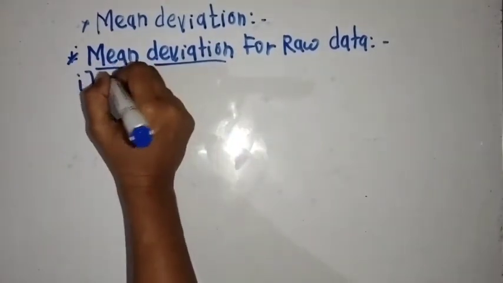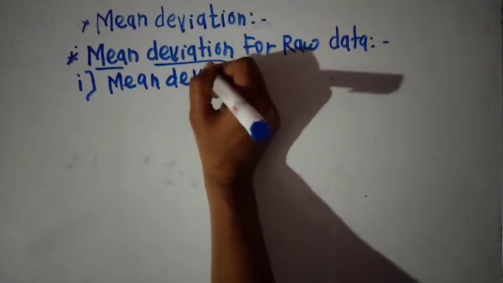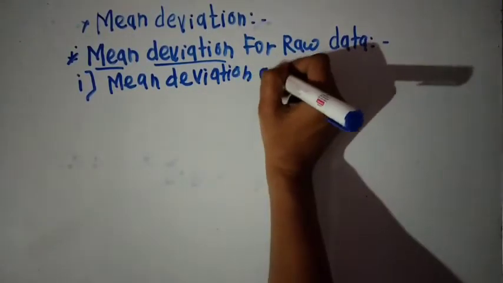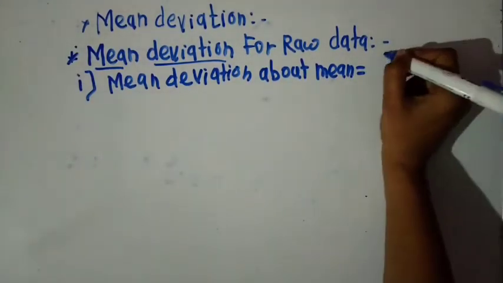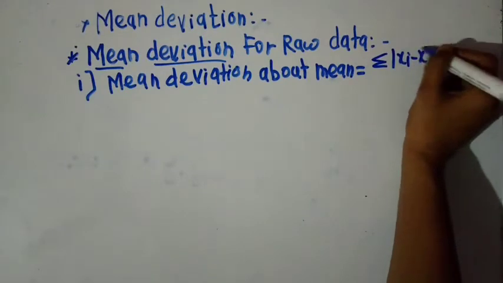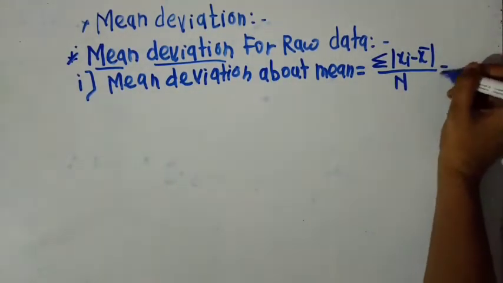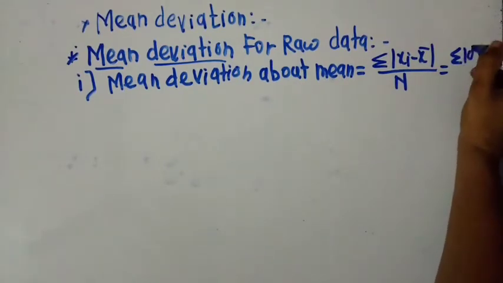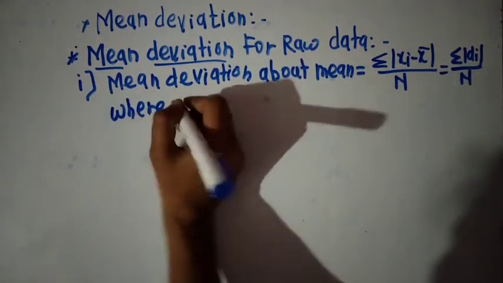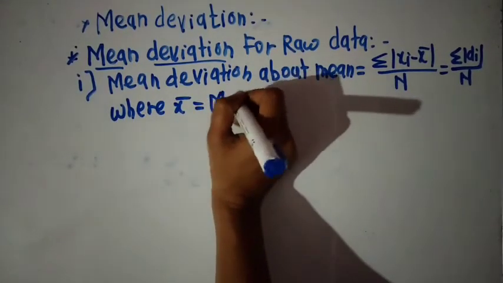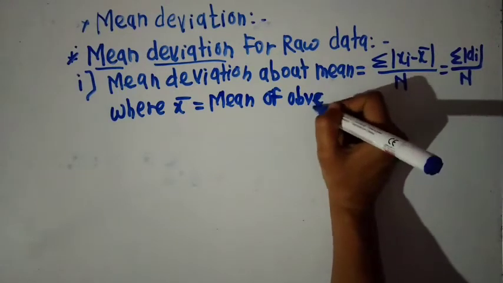Then first is mean deviation about mean is equal to summation of mod xi minus x bar upon n, and is equal to summation of mod di upon n, where x bar is equal to mean of observations.